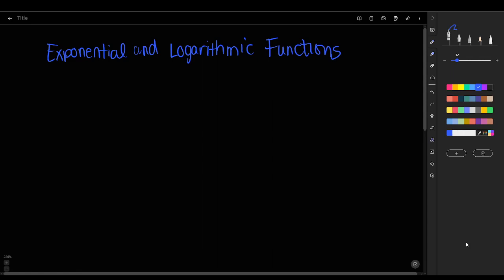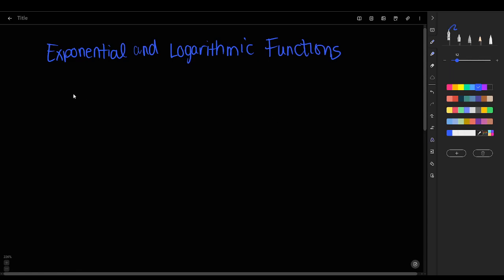So I think these functions are already familiar to you. In fact, this has already been taught in algebra, no? And just a quick recap. Okay, so let's start with exponential functions, no?